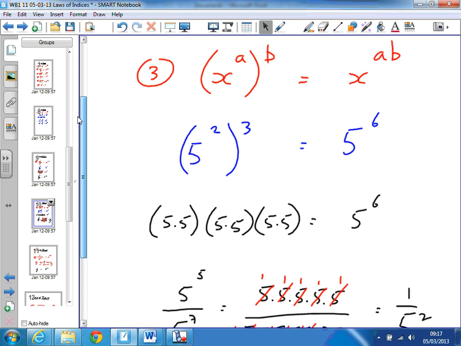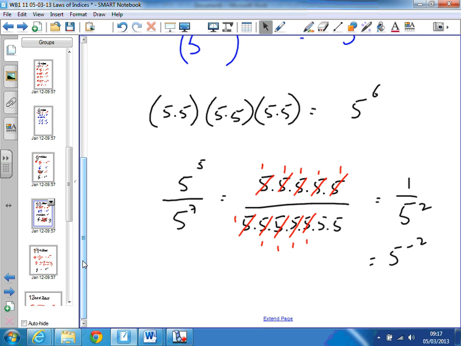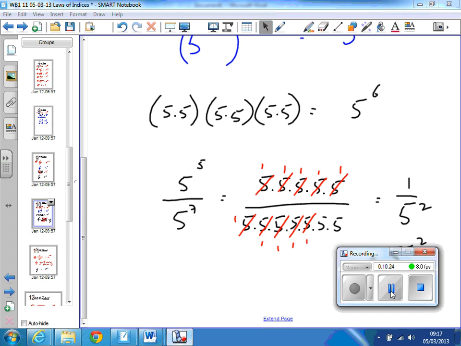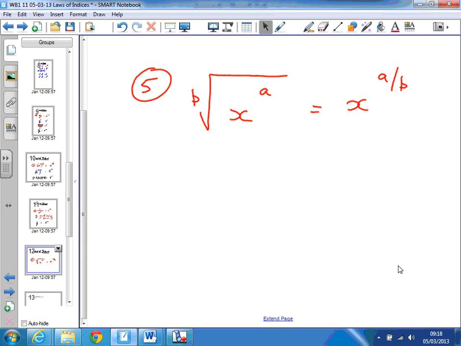So that's the fourth law of indices. Oh, I put it in the wrong place. So the fifth law of indices, this one and the next, and the one we've just been looking at, by the way, are probably, as we'll see, the most useful for calculus.